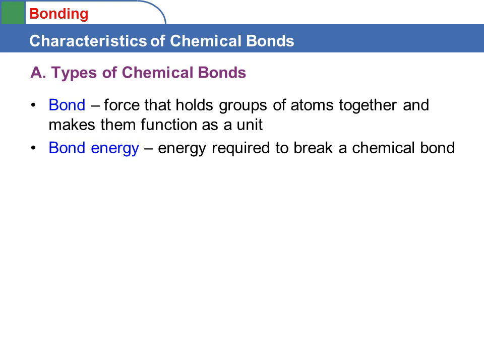A bond is simply a force that is holding groups of atoms together and will make them function as a unit. So this is how atoms are changed into molecules, where we have more than one atom bonded together. The bond energy, which you may hear referred to at times, is the energy that is required to break a chemical bond. So in order to have a chemical reaction occur, we have to break bonds between atoms and then rearrange those atoms and have them form new bonds to make new molecules.